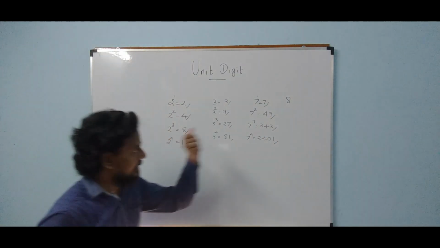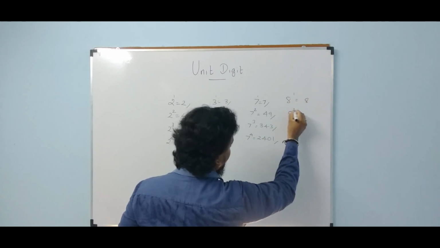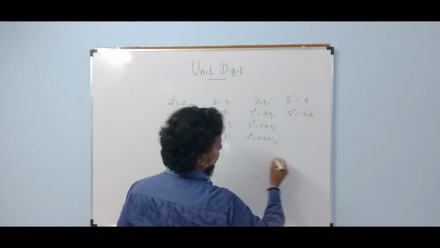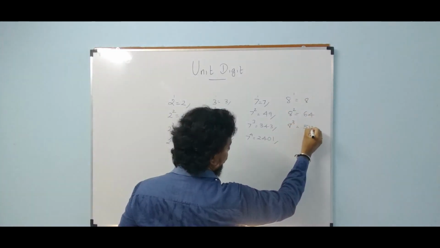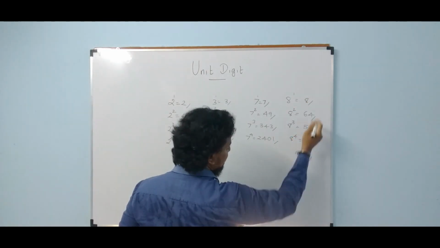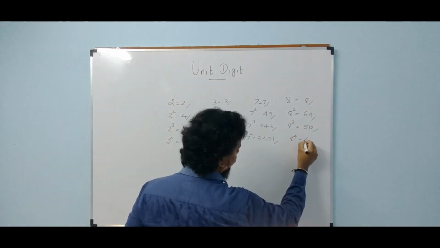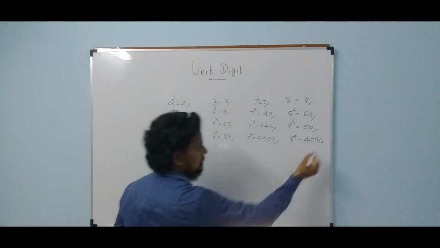Is it clear? The last number, 8 to the power 1, which is 8. 8 to the power 2, which is 64. The last number is 4. 8 to the power 3, which is 512. The last number is 2. 8 to the power 4, which is nothing but 64 square. 64 square is 4096. So the last number is 6.